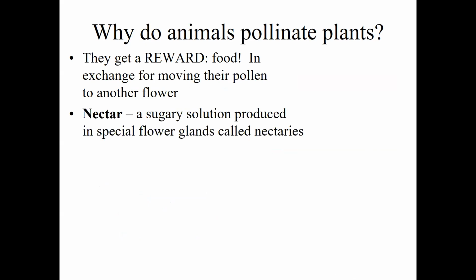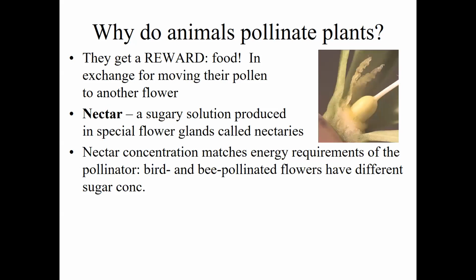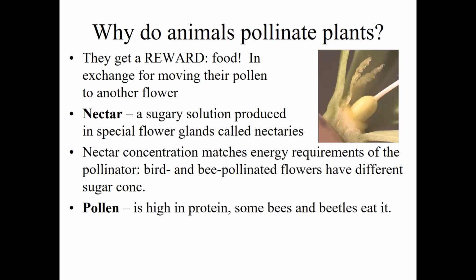So what kind of food? For example, nectar, a sugary solution produced in special flower glands called nectaries. Nectar contains various sugary substances as well as amino acids and other nutritious substances for the requirement of the pollinator. Nectar concentration matches the energy requirements of the pollinator. Bird and bee pollinated flowers have different sugar concentrations.